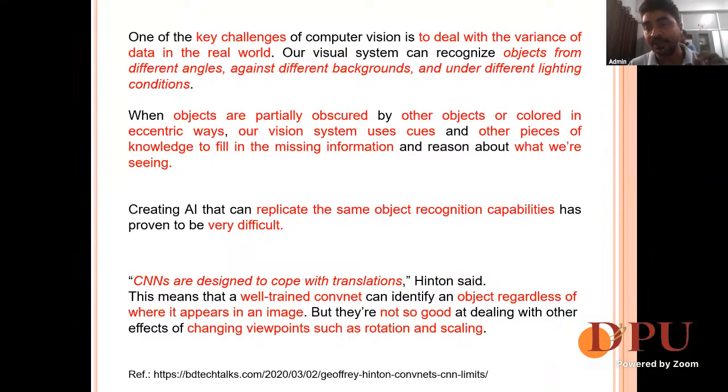Whenever we are using some CNN, the deep learning framework, just 2 minutes, please. Yes. Just 2 minutes please.